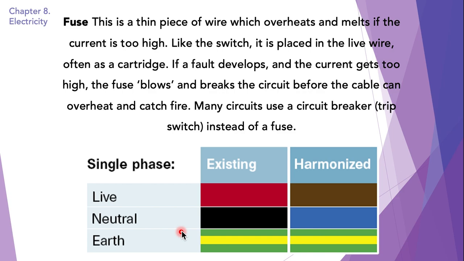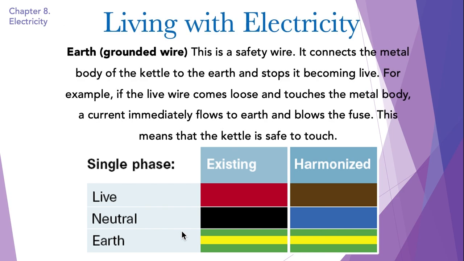Lastly, we have the earth wire. This is the grounded wire. This is a safety wire. It connects the metal body of the kettle to the earth and stops it becoming live. For example, if the live wire comes loose and touches the metal body, a current immediately flows to earth and blows the fuse. So this means that the kettle is safe to touch.